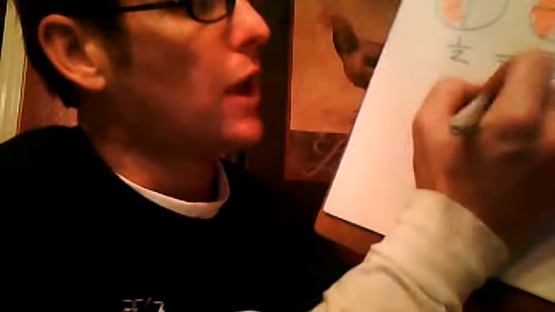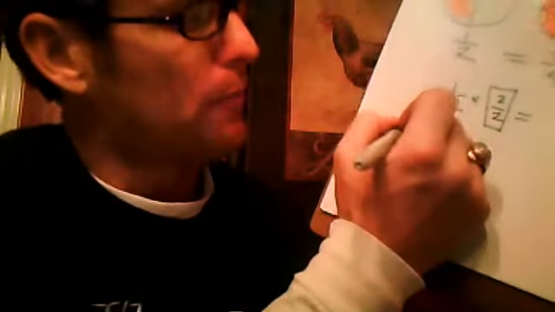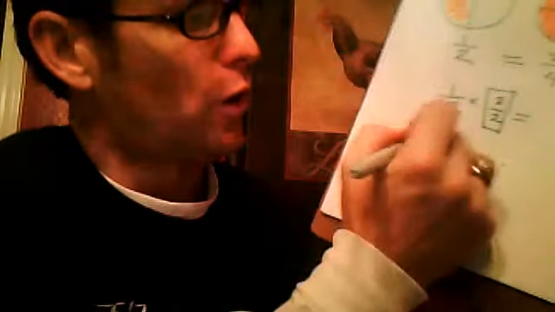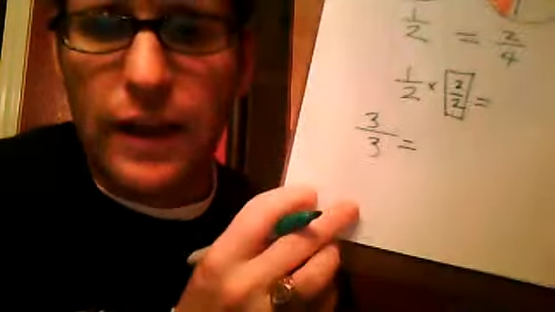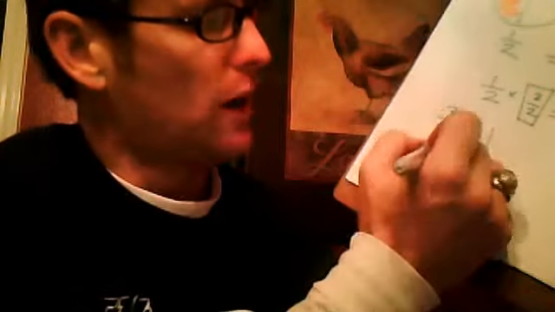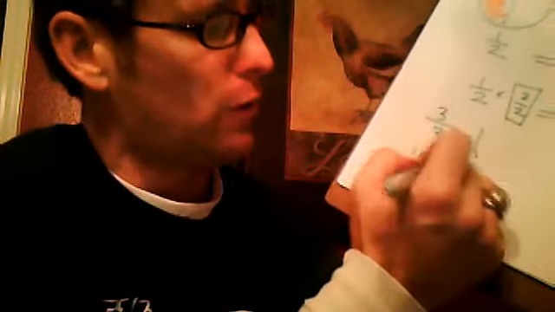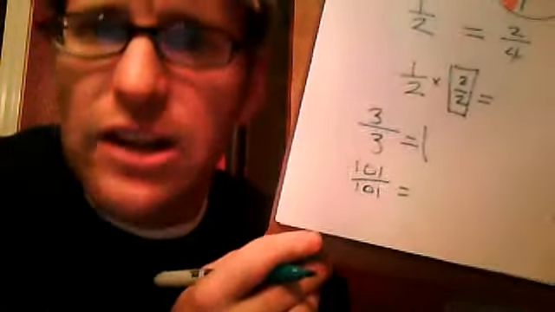So what happens if I multiply, instead of calling it 1, I'm going to call it 2/2. Because we know that any number over itself, like 3/3, is equal to 1. It might be 101 over 101, and that is still equal to 1.